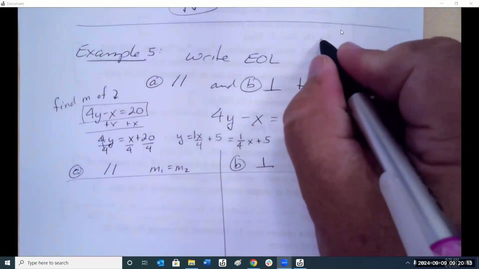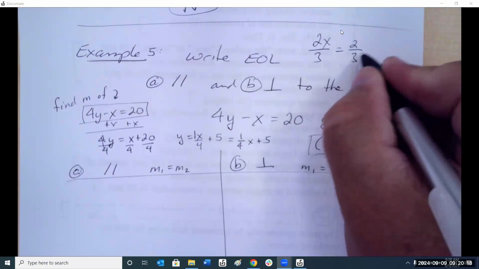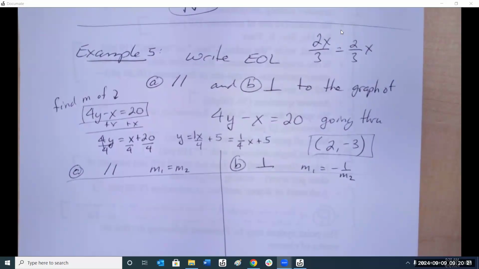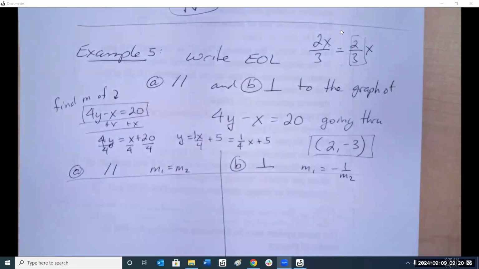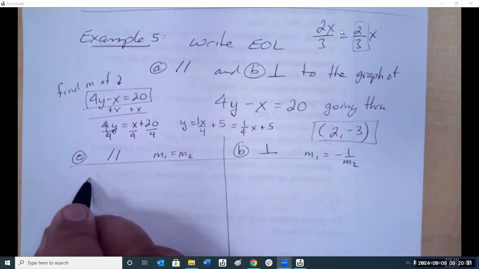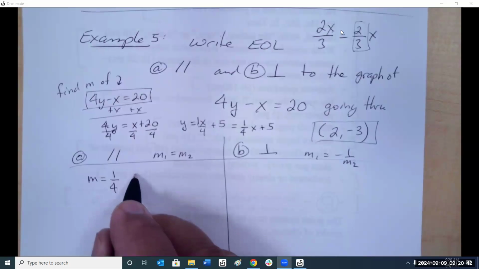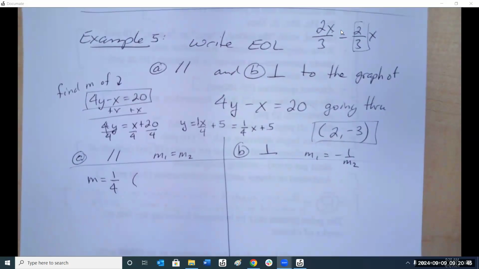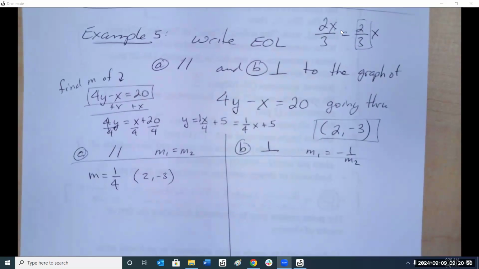It's very important. If you have 2x over 3, that's the same as 2/3 x. So whatever's in front of the x has to be its own number. So the slope of this first equation has to be what? Which is? Yeah, not the x. Slope is without the x, 1/4. I had so many students get it beautifully right, except they put the x.